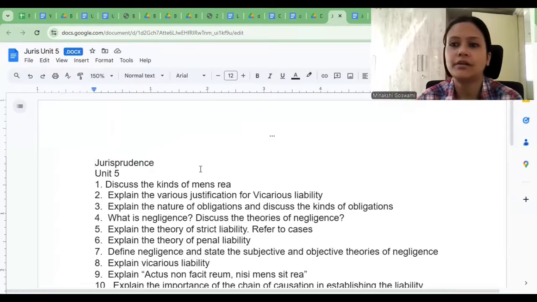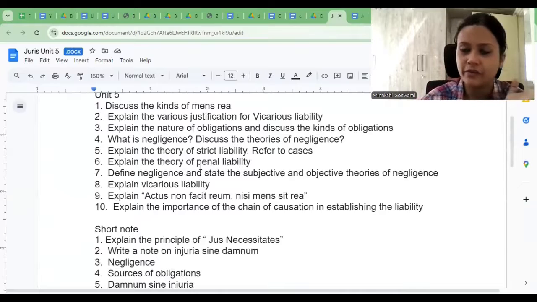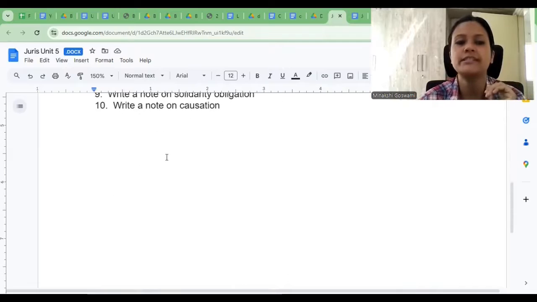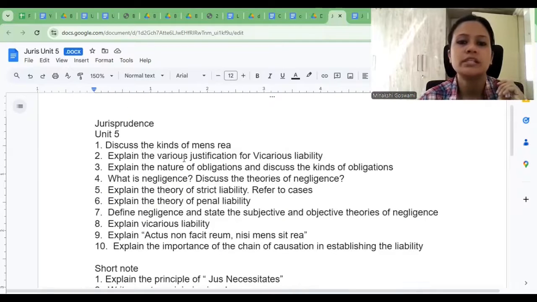Now we will look at the probable questions from Unit 5 of Jurisprudence. First, we have 10 essay type questions and 10 short notes. So discuss the kinds of mens rea, explain the various justifications for vicarious liability, how you can escape the liability if a case is filed based on the principles of vicarious liability. Explain the nature of obligations and discuss the kinds of obligations. What is negligence? Discuss the theories of negligence.